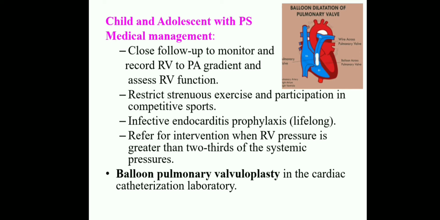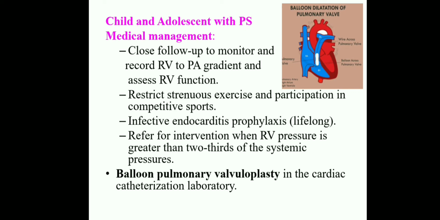Here we are checking the right ventricular function, how much of the deoxygenated blood is dumping in that right ventricle, how much narrowing is there, and whether any right ventricular hypertrophy or right ventricular failure is there. Everything you should check. And restrict strenuous exercises and participation in competitive sports, because the child and adolescent normally participate in sports and other physical activities.